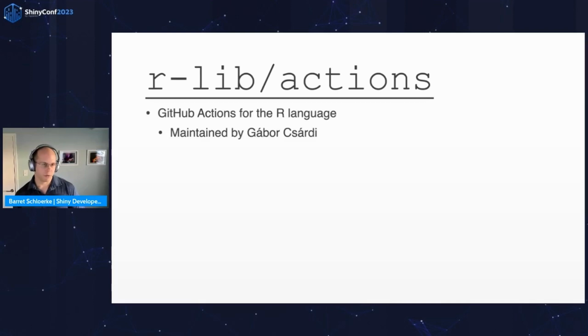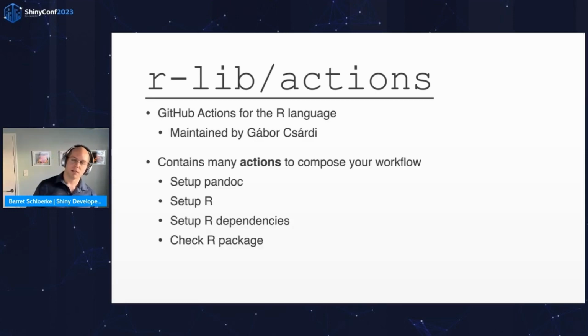There's a repo called r-lib actions, and it's a collection of GitHub actions for the R language. It's currently maintained by Gabor and was originally created by Jim Hester. It has many actions for you to use, kind of like Lego blocks. You can use them or not use them, depending on your needs. And you can do things like setting up pandoc, setting up R dependencies for your package, and also checking your R package.